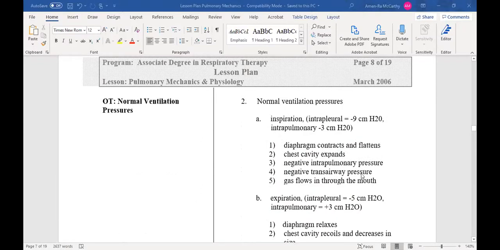Now, there are also normal ventilation pressures. When we inspire or expire, the pressures change, because I told you the basic physics of it is when the lungs become more negative than the ambient pressure, then air has to do what? When the lungs become lower than outside, then the air goes which way? It's going to travel in, because gas follows the path of least resistance. So whichever one is lower, that's the way it wants to go, right?